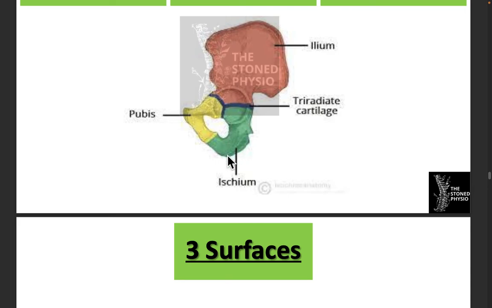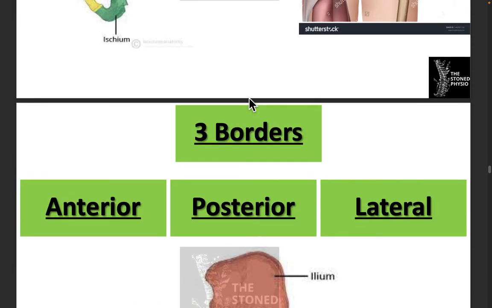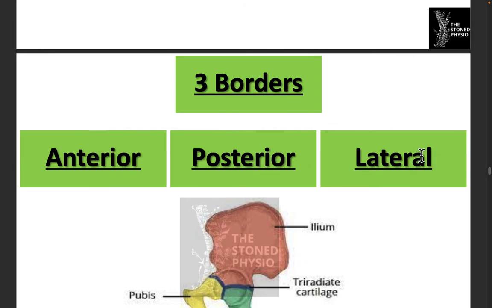We can see another border here. It is not properly visible, but we can simply see that we have got another border present here, that is called the lateral border, and then we have got another border on the posterior side that is called the posterior border. So we have got an anterior border, a lateral border, and a posterior border.